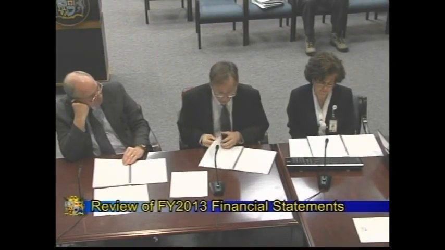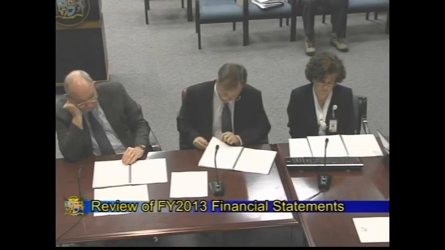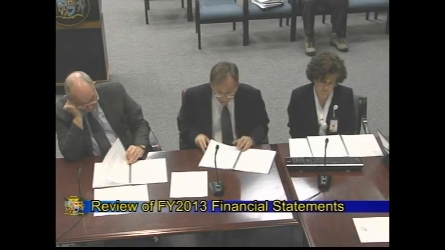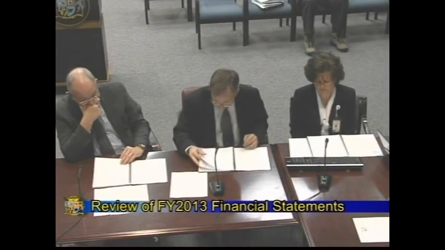The first set, which I'll call a balance sheet and income statement, which is pages 12 and 13, are on the full accrual basis of accounting. They take everything of the town into account, including capital assets, depreciation expense, long-term debt, that sort of thing.